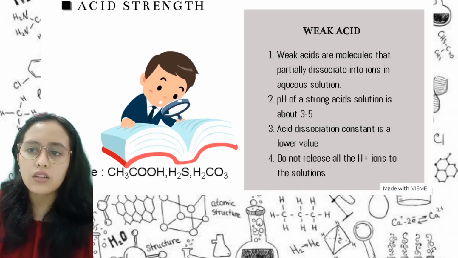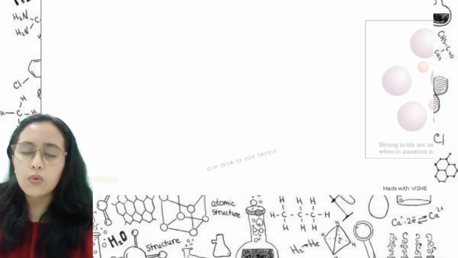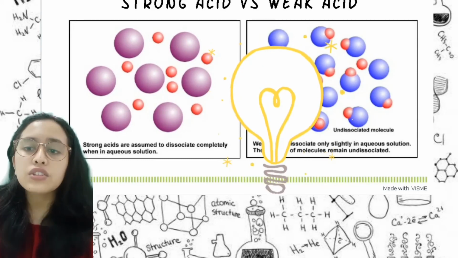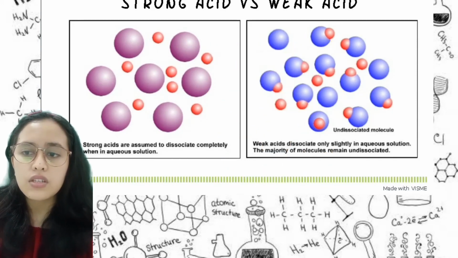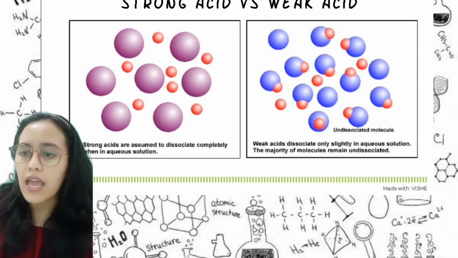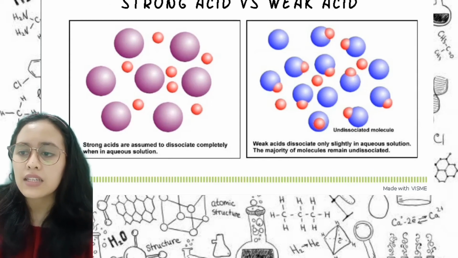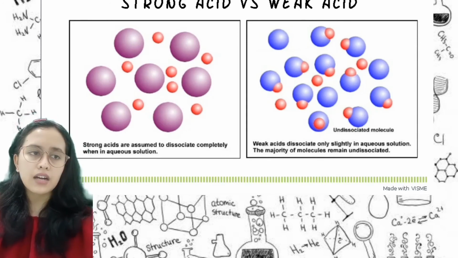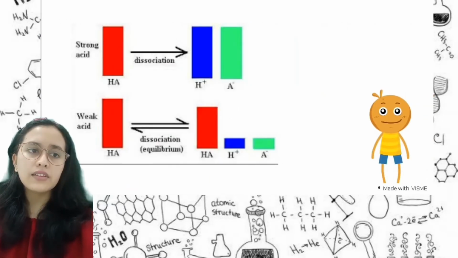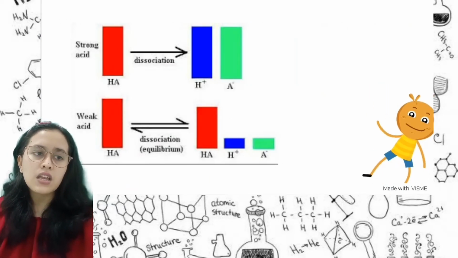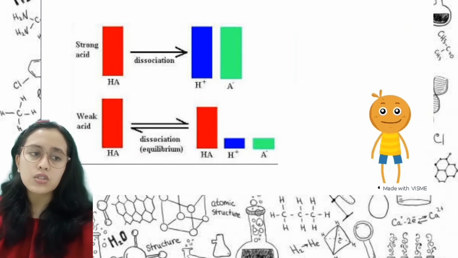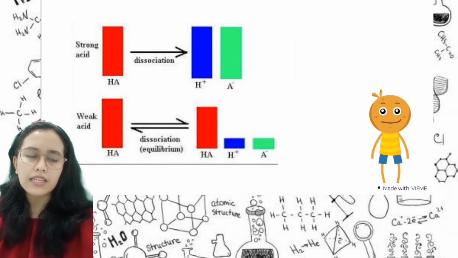This is the picture about strong acid versus weak acid. What is the difference? Strong acids are assumed to dissociate completely in aqueous solution. Weak acids dissociate only slightly in aqueous solution. The majority of molecules remain undissociated. The diagram shows us the relative concentration of species when a strong acid and a weak acid dissociate. The same holds true for strong and weak bases.